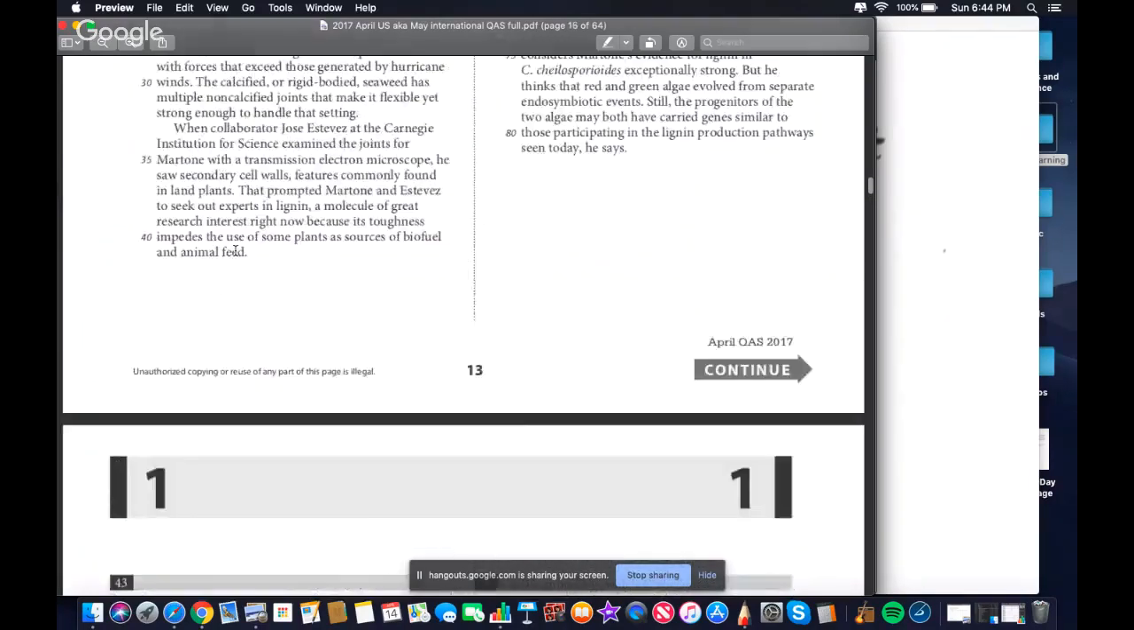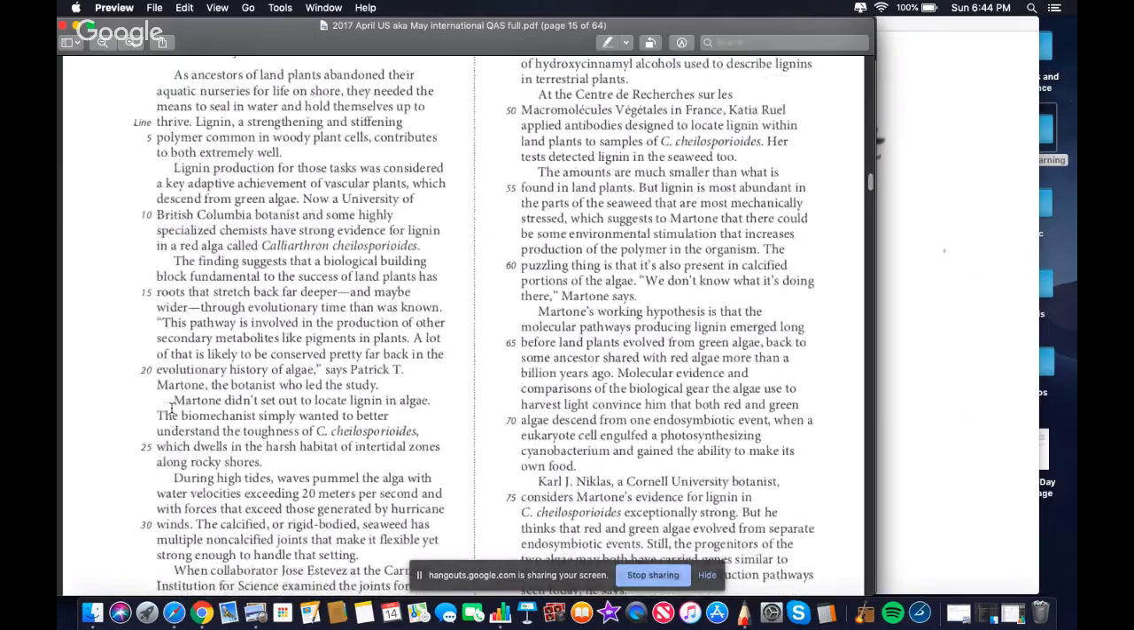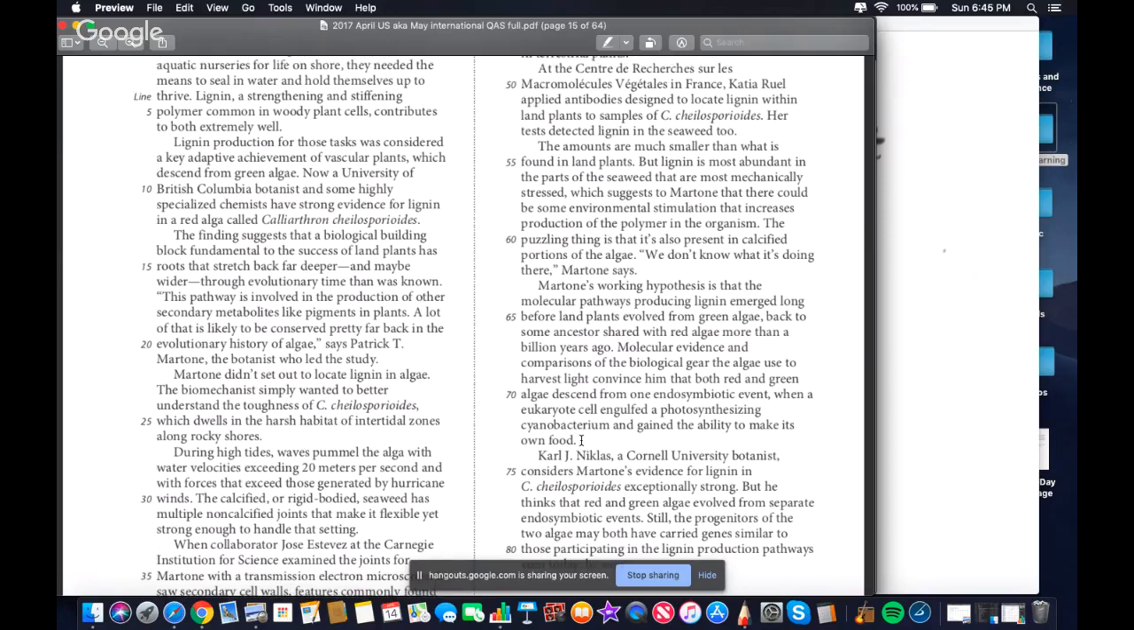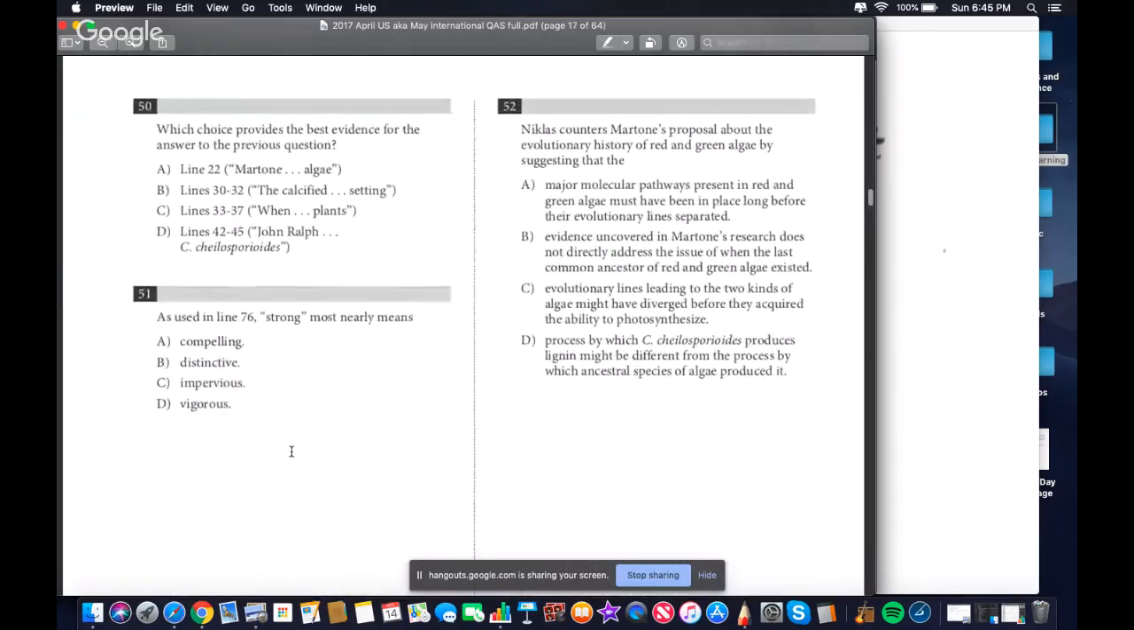Line 22. So I'm not worrying about the answers yet. Line 22: Martoni didn't set out to locate lignin in algae. Cool. But we're talking about just Martoni above there and below. We don't talk about the other experts in lignin. If anything, it's because Martoni wasn't trying to find it, right? That's literally what it says. We'll see if there's an answer that matches that.